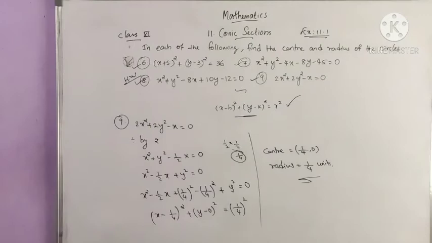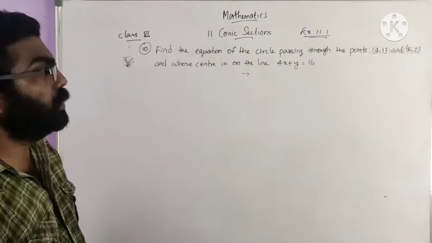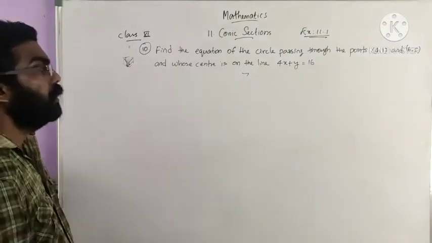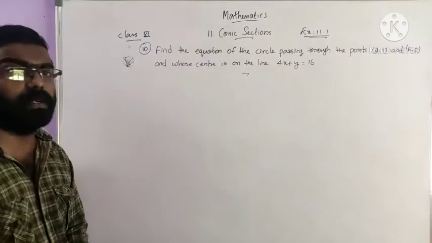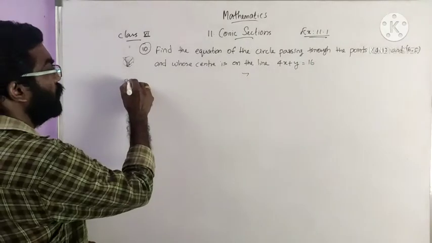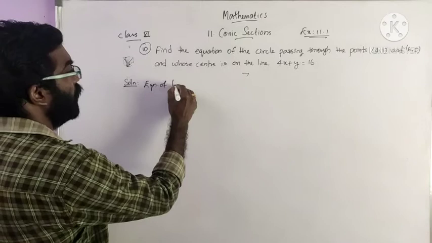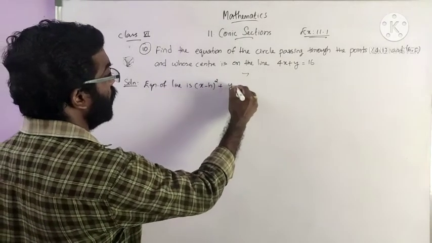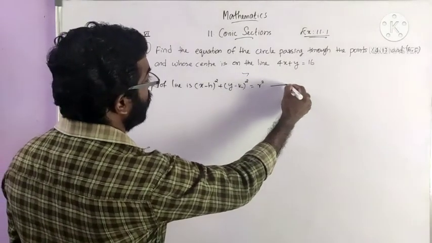Clear? Now we move on to question number 10. Find the equation of the circle passing through the points 4, 1 and 6, 5 and whose center is on the line 4x plus y is equal to 16. So first we can write the equation of circle. Equation of circle is (x minus h) the whole square plus (y minus k) the whole square is equal to r square. Take it as equation number 1.